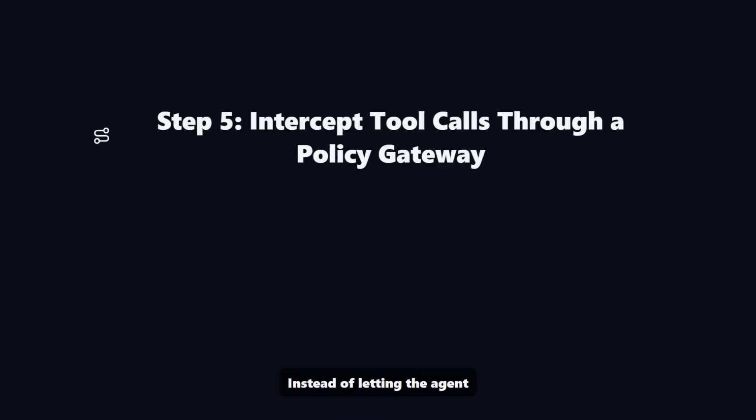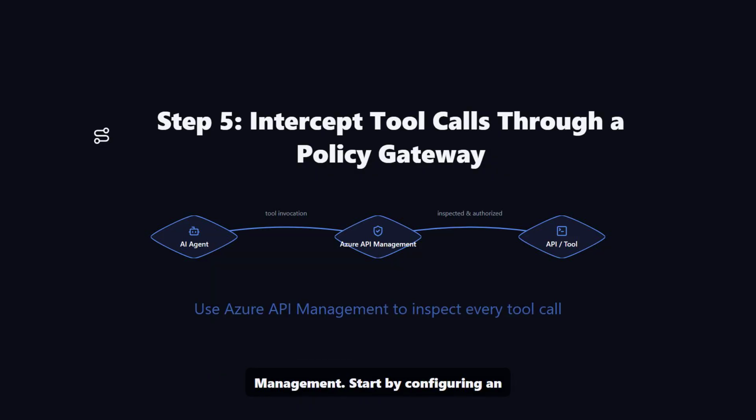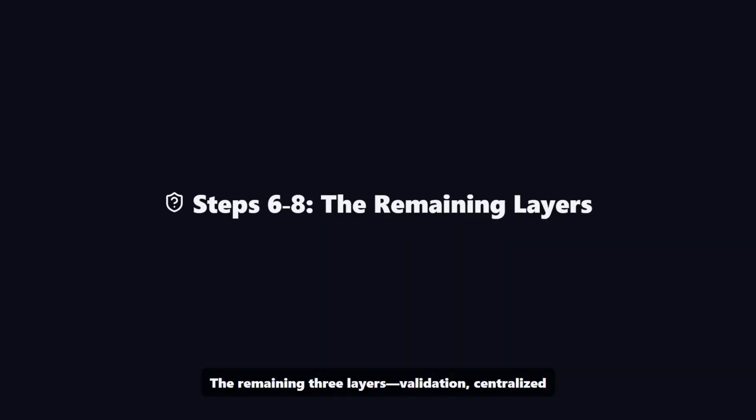Instead of letting the agent call APIs directly, route every tool invocation through Azure API Management. Start by configuring an inbound policy that inspects the authorization header and conversation state before forwarding. No more blind access. The remaining 3 layers, validation, centralized observability, and automated incident response, turn a secure design into a self-defending system. Start by blocking any agent output containing a raw markdown image tag.